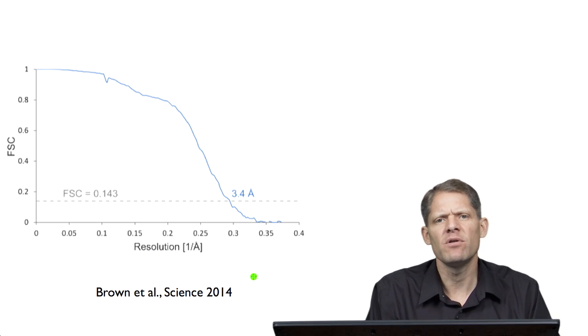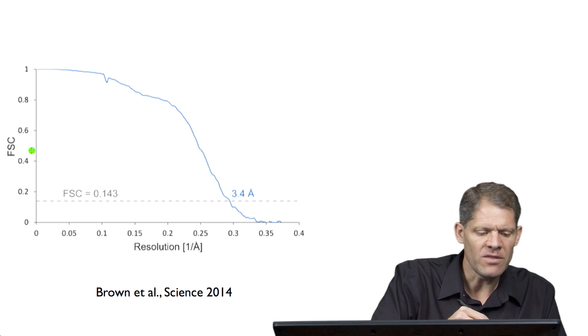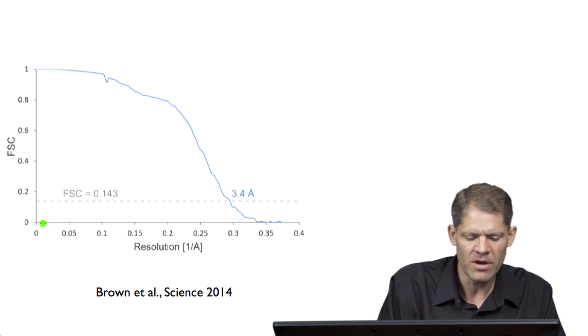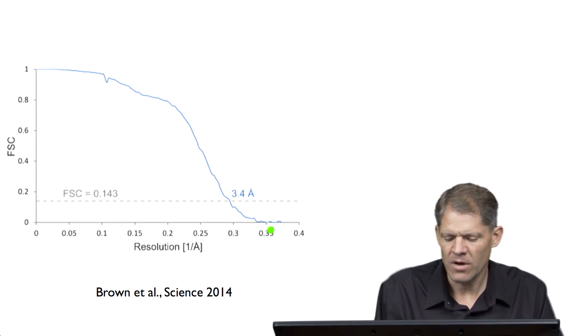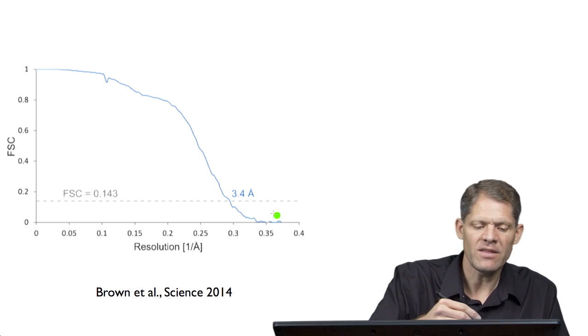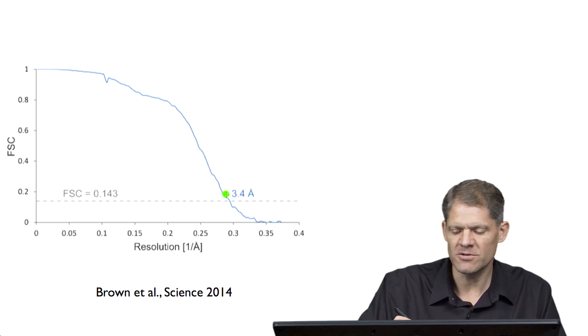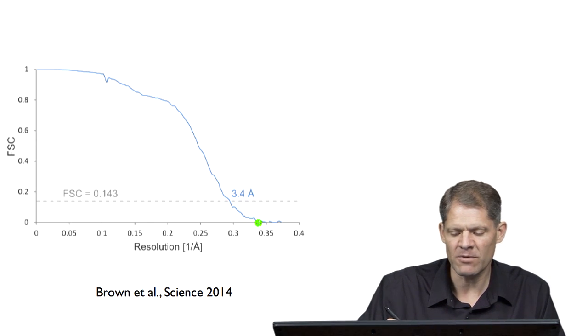So here's an example from an actual publication from this year. The FSC is plotted from a high value of 1 down to 0, and resolution is plotted here from 0 up to near atomic resolution at the extreme end here. And the calculated FSC started high and, as expected, fell to lower values at high resolution.